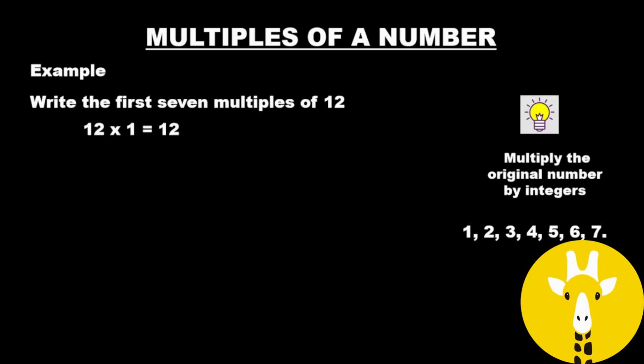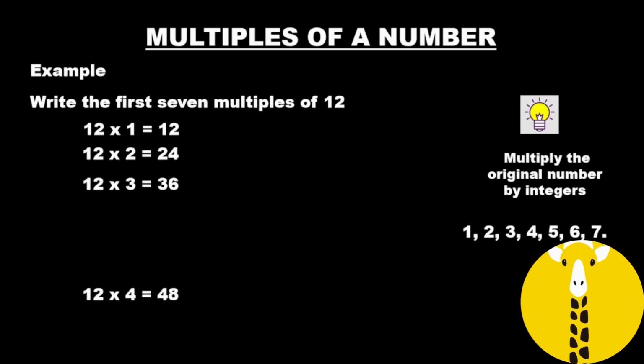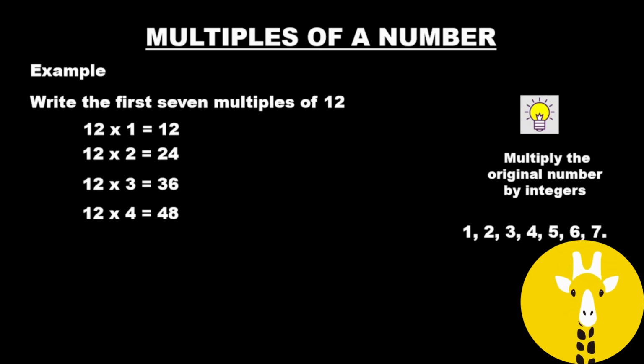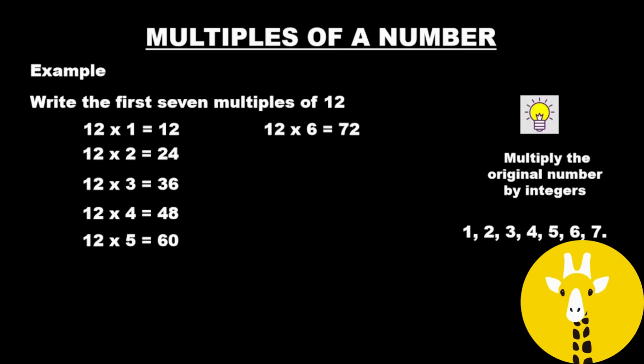So 12 times 1 is 12. 12 times 2 is 24. 12 times 3 is 36. 12 times 4 is 48. 12 times 5 is 60. 12 times 6 is 72. And 12 times 7 is 84.